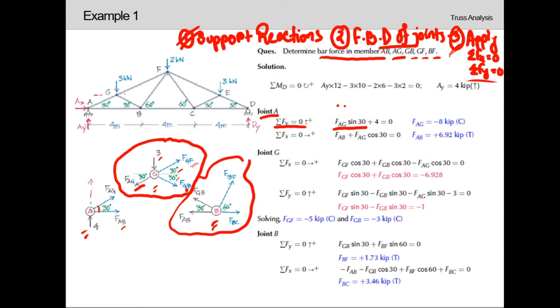And we can see here another vertical force, which is y directional force, which is +4. So in y direction there are no other forces. So from here we can easily calculate the value of FAG.